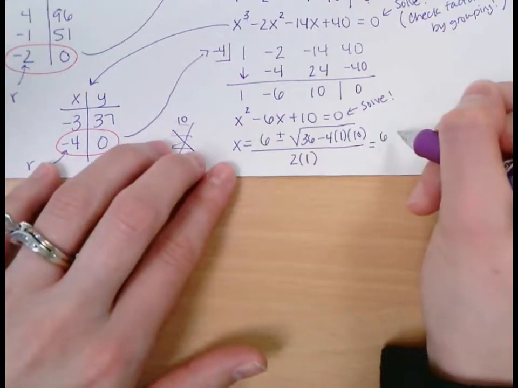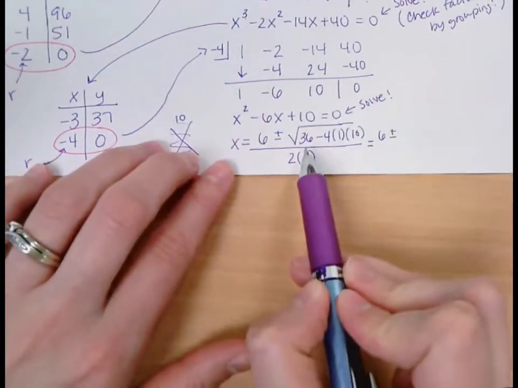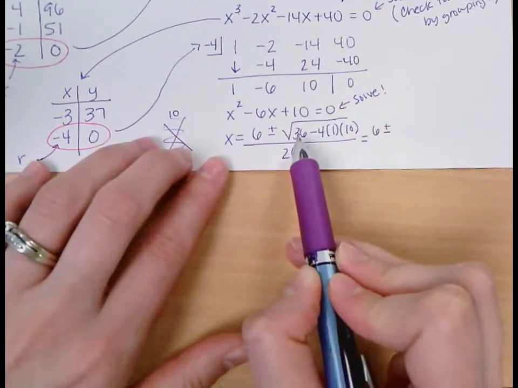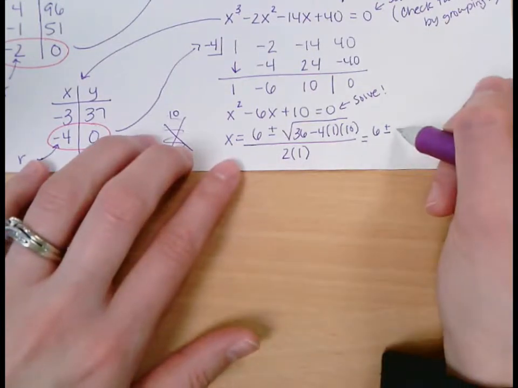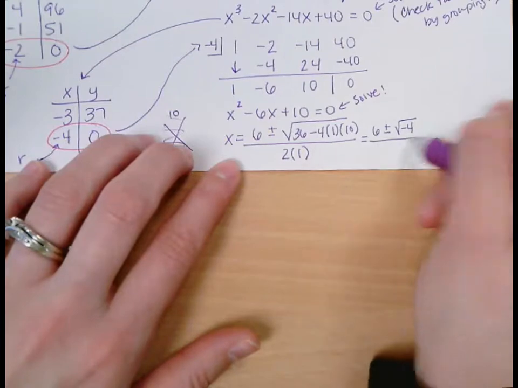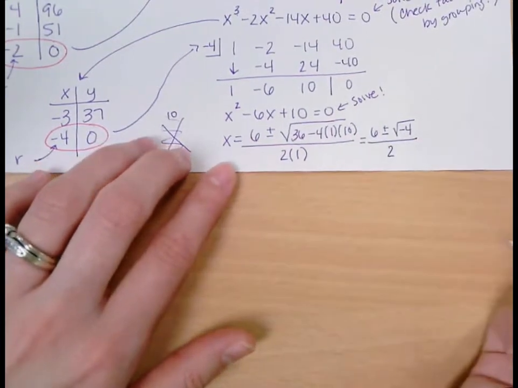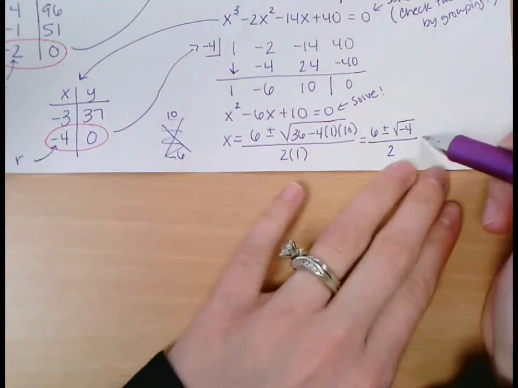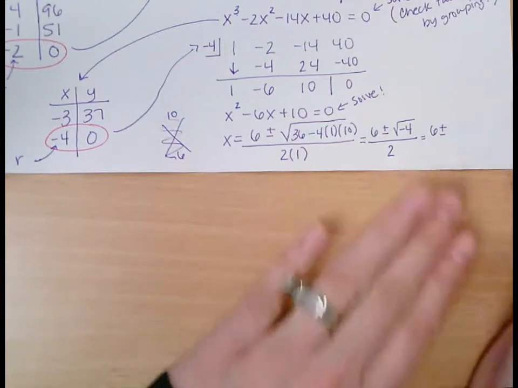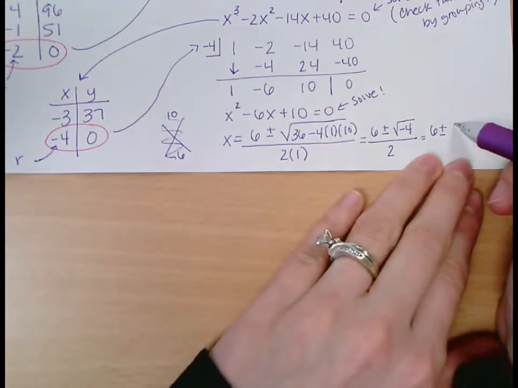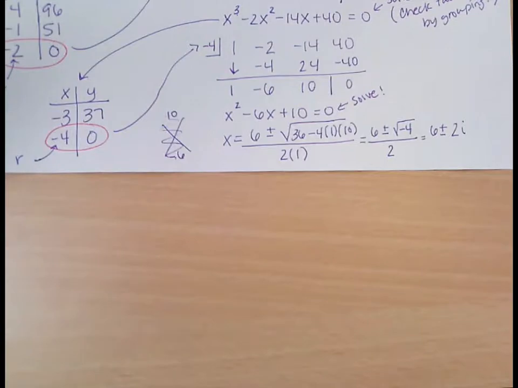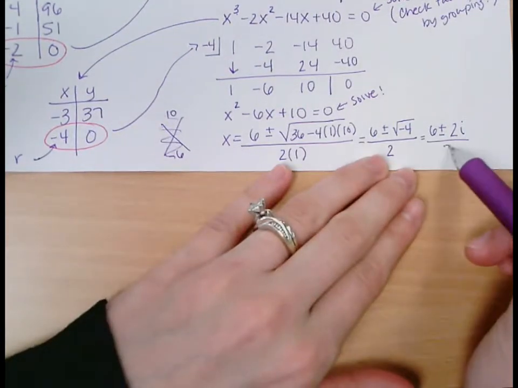So we have 6 plus or minus. Inside of the square root, we get 36 minus 40, and that's negative 4. So the square root of negative 4, all over 2 times 1 is 2. So 6 plus or minus, how would you write the square root of negative 4? 2i. Square root of 4 is 2, but it's negative, so it's imaginary. So we need the i, and that's all over 2.